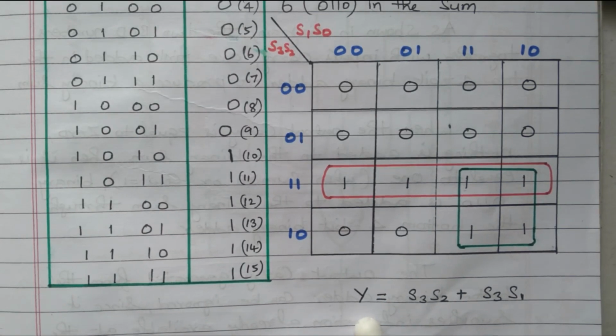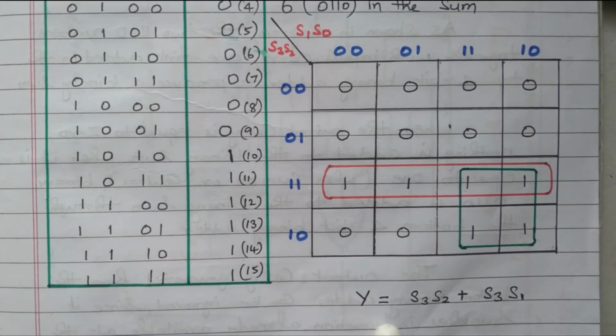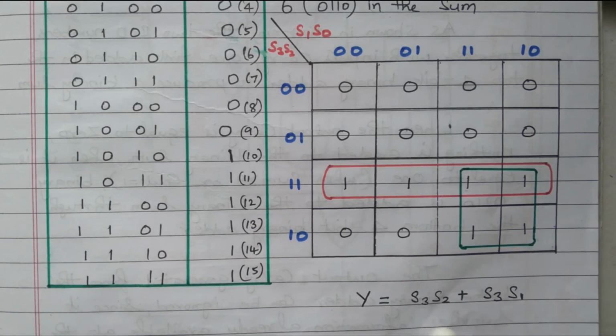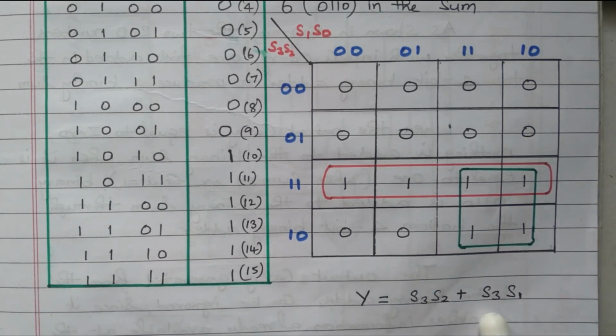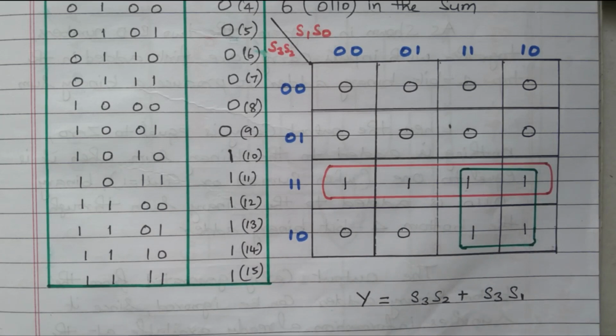So the output y, that is the circuit to detect whether the final answer is greater than 9 or less than 9, is indicated by y. That is S3 S2 plus S3 S1, right. So we need to implement this logic circuit in order to detect whether the final answer is greater than 9 or less than 9.